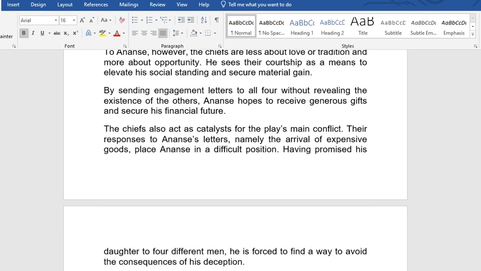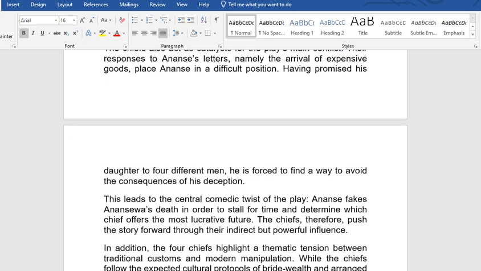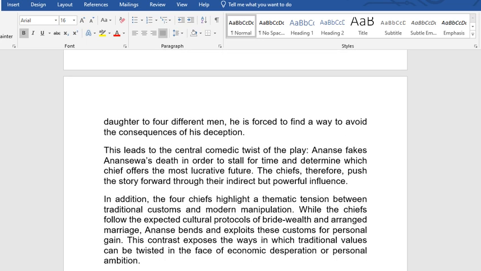Having promised his daughter to 4 different men, he is forced to find a way to avoid the consequences of his deception. So he tries hard to find a way of escaping anything that might befall him because of his deception. This leads to the central comedic twist of the play. Ananse fakes Anansewa's death in order to stall for time and determine which chief offers the most lucrative future.